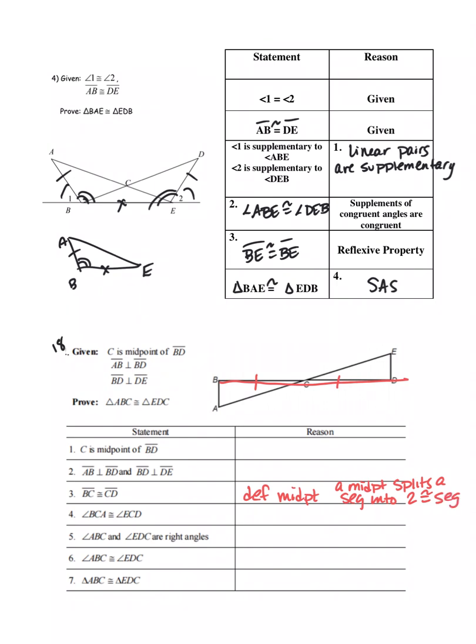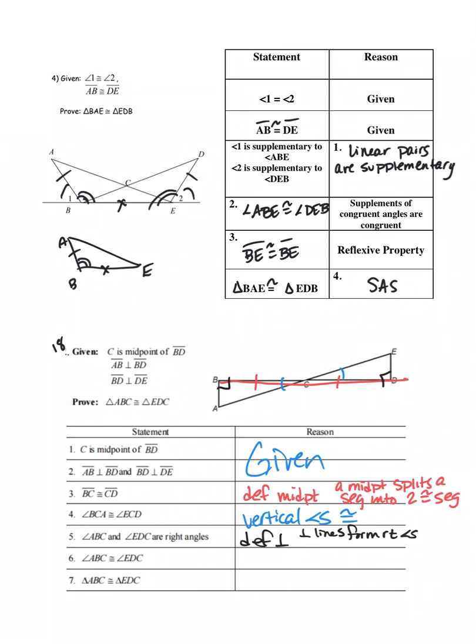Now we automatically have these vertical angles. This angle here and this angle here. Vertical angles are automatically congruent. Okay, these were both given. The perpendicular business gives us right angles. Okay, that's definition of perpendicular. Or you can write perpendicular lines form right angles.